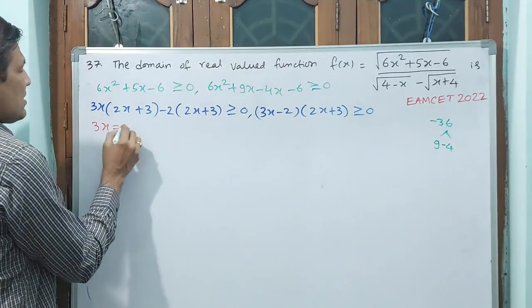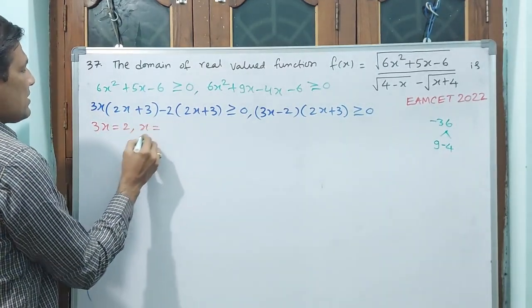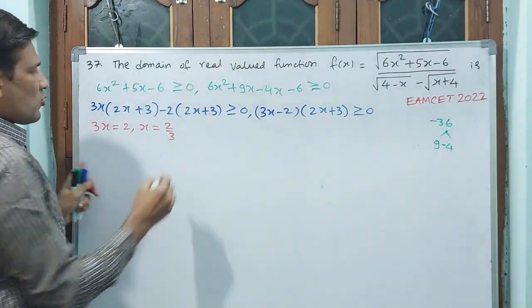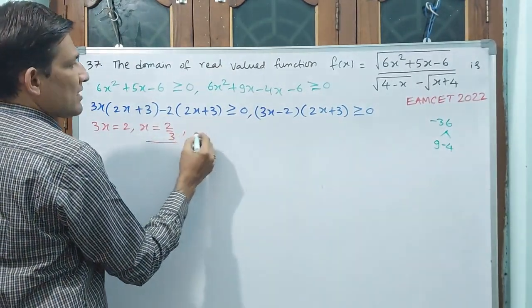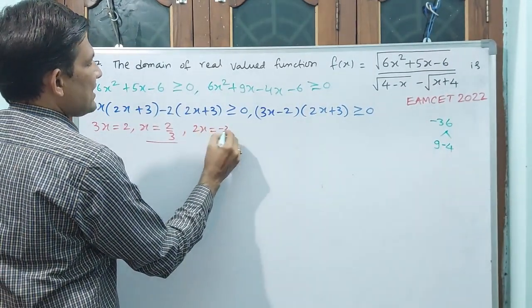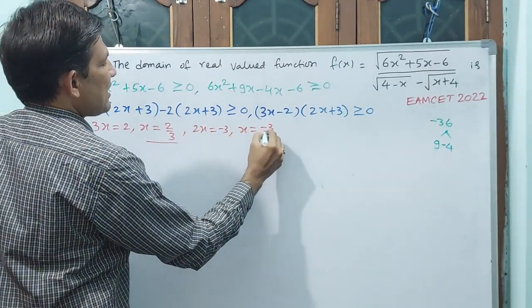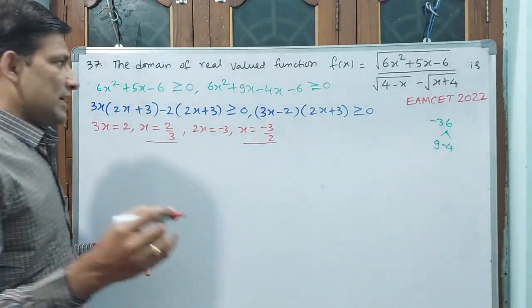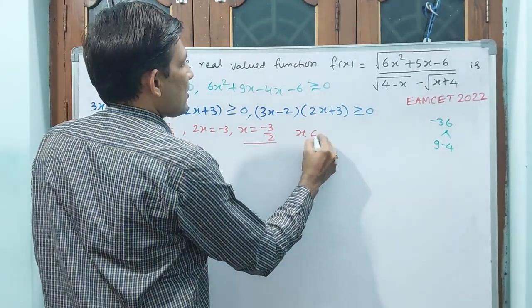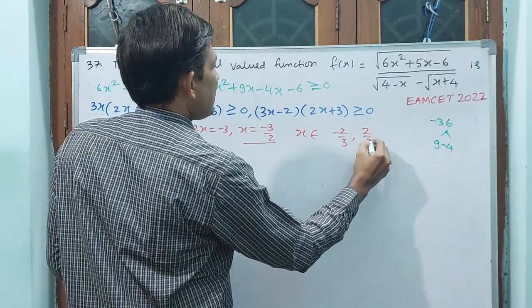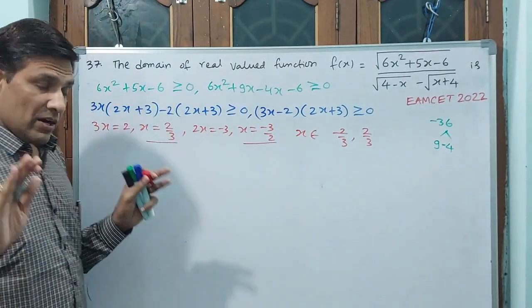See, 3x may be equal to 2, so x may be equal to 2 by 3. This is plus 2 by 3, this is one. And another one: 2x may be minus 3, so x may be minus 3 by 2. This is another one. That means, see, x belongs to minus 2 by 3 to 2 by 3, okay. Let us see.